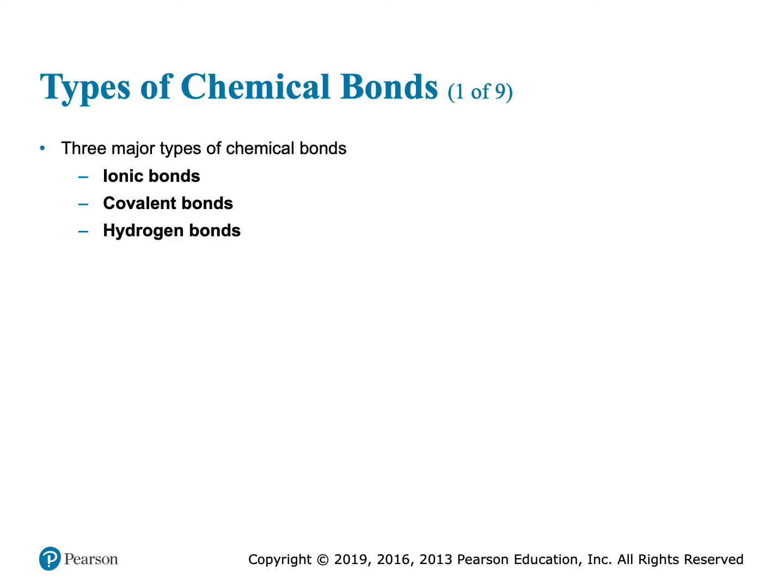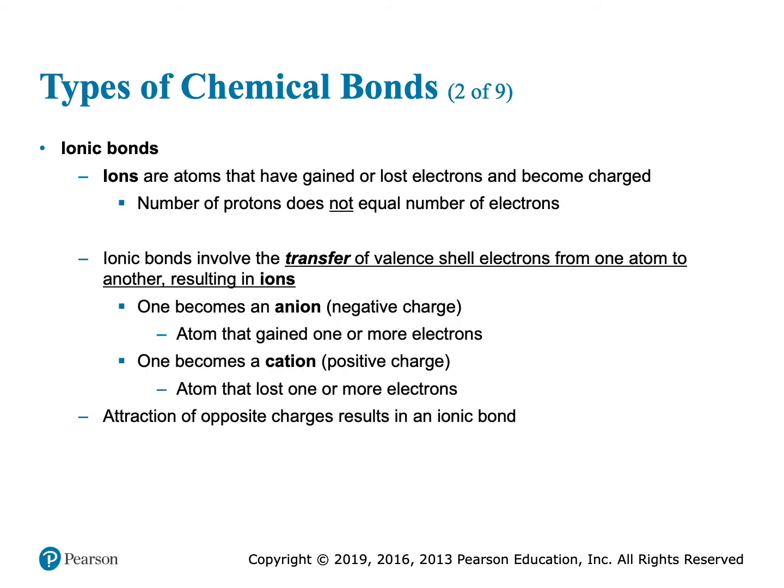So the 3 kinds of bonds that we have are ionic bonds, covalent bonds, and hydrogen bonds. And I'm going to go through those today. Ions are atoms that are going to lose or gain an electron and become charged. We do not change the number of protons. And now we don't have equal proton to electron. Remember I said that's all fine and dandy on the periodic table. They're going to be balanced. But in real life, that's not how we're going to go.